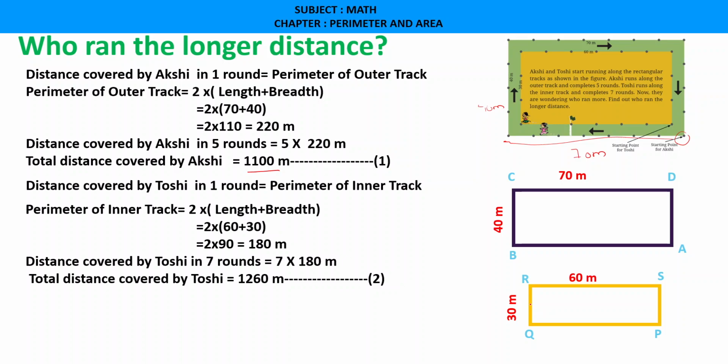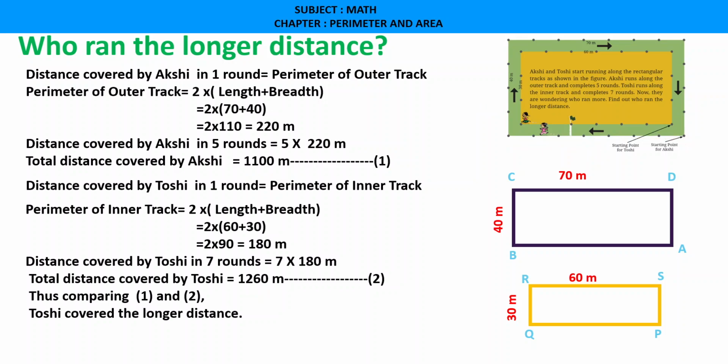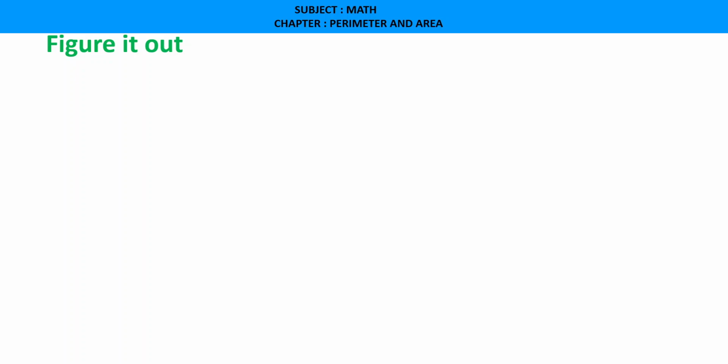By comparing 1 and 2, Akshi covered 1100 meters. Toshi covered 1260 meters. Which is greater? Obviously Toshi. Therefore, Toshi covered the longer distance. Let us see, figure it out.